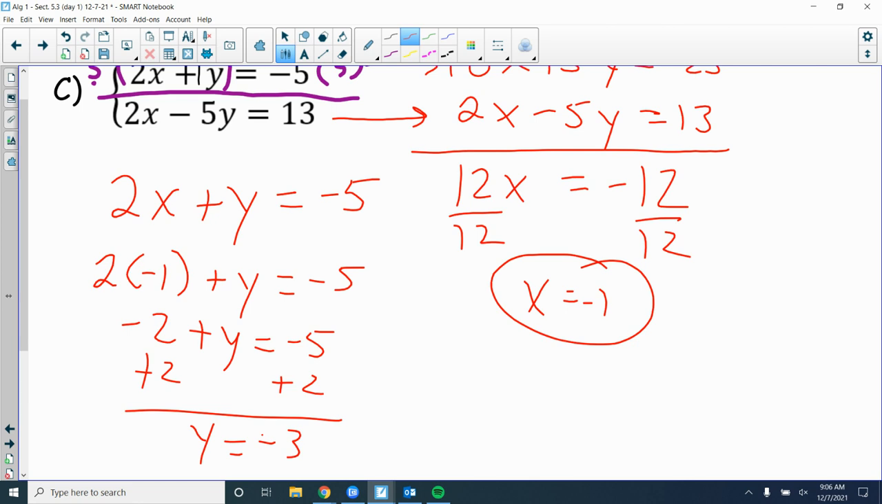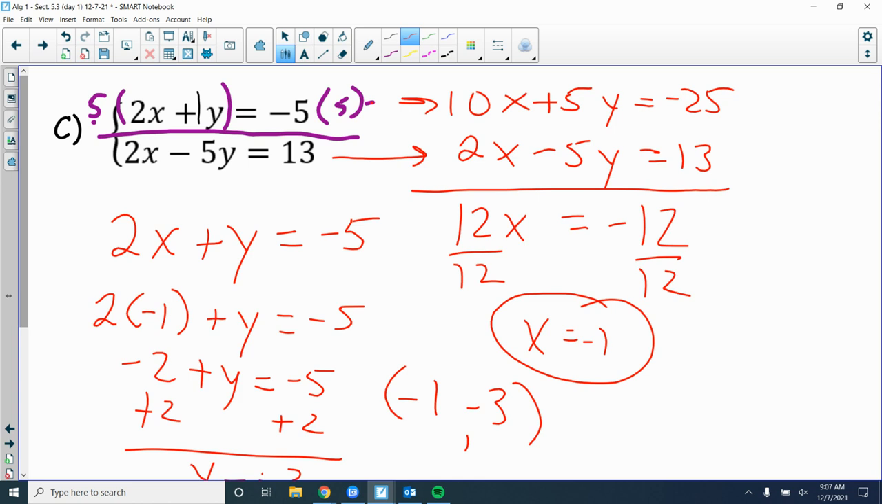So write it as an ordered pair, Maya. My solution: -3, -1. X is -1, and then -3. Okay? So let's just talk about that. See how we had to create an elimination situation? Right? Now, the big thing is, guys, see how I multiplied by 5? Everything gets multiplied by 5 on that top equation, on both sides. Everything, not just the y term.